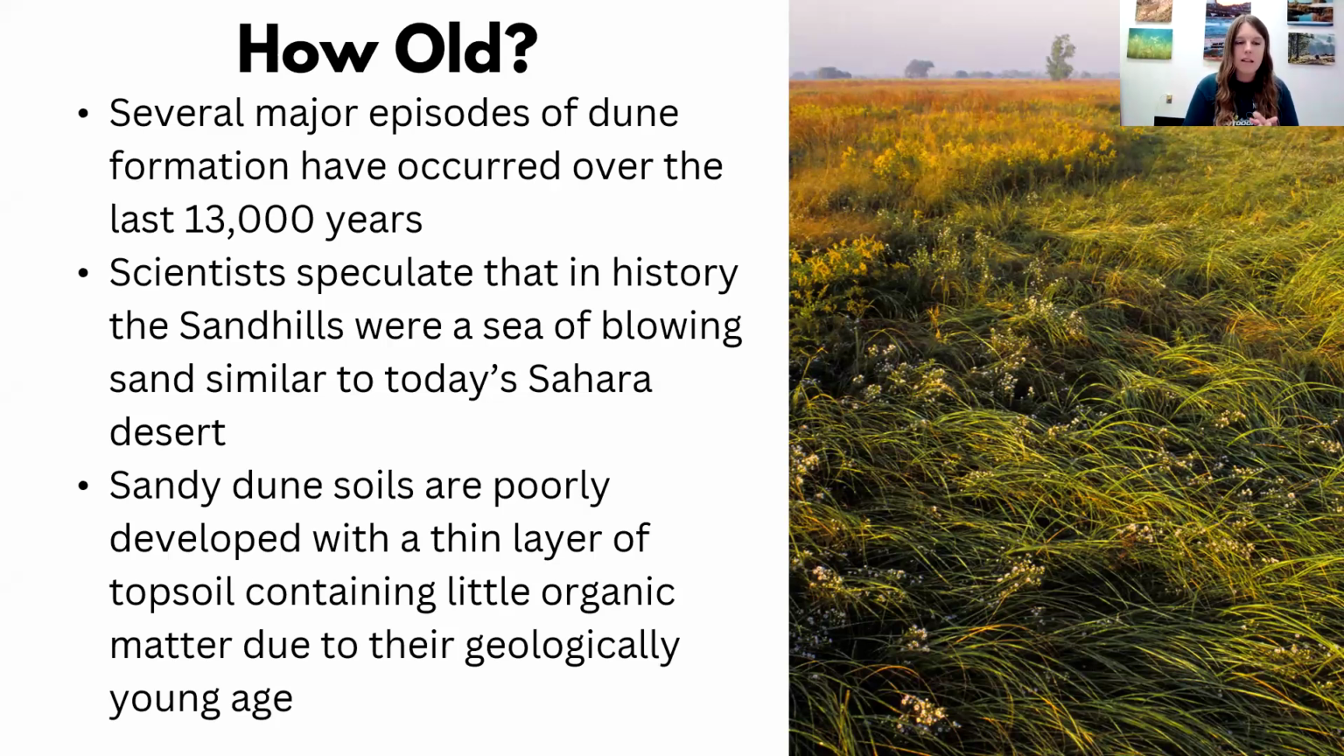Scientists speculate that in the history of the Sandhills, it was a sea of blowing sand, very similar to today's Sahara Desert. I wasn't kidding when I said that. It truly is like the Sahara Desert. And sandy dunes are very poorly developed. They have a thin layer of topsoil that contains very little organic matter due to their geologically young age. The dunes are aligned primarily in a northwesterly to southwesterly direction in accordance with the prevailing winds. And some of those dunes, if you've ever been out there, are about 400 feet in height.